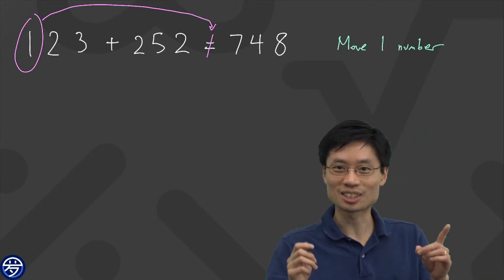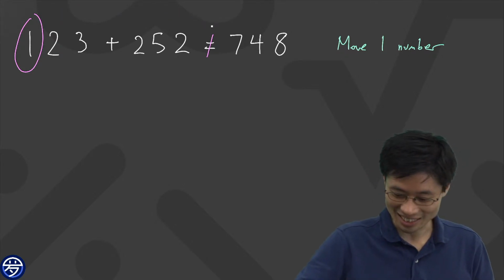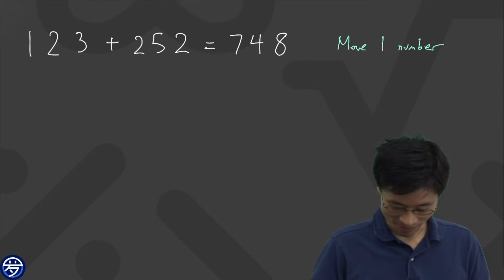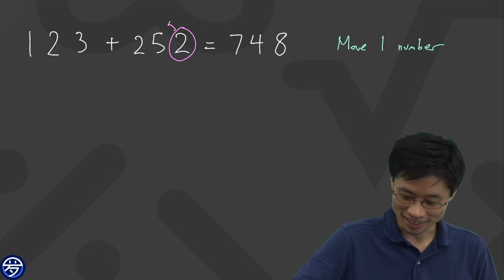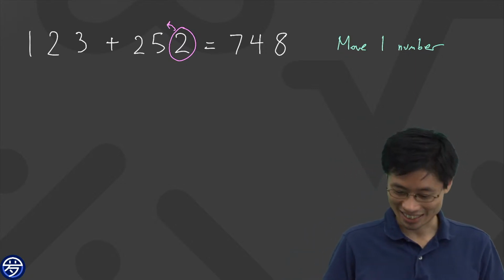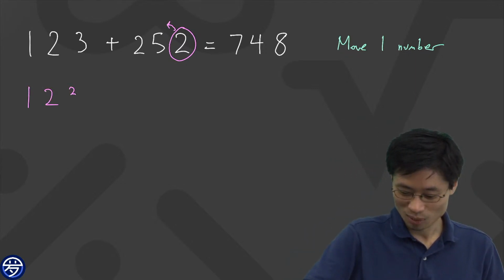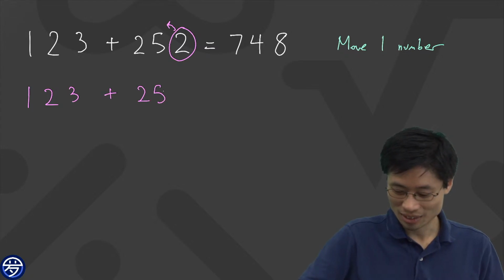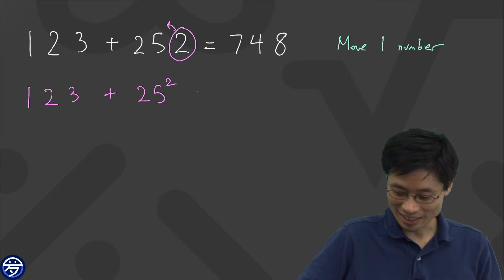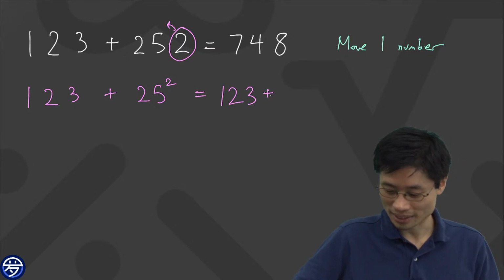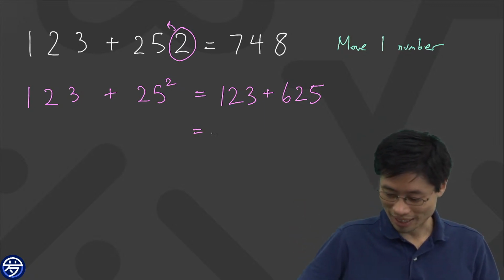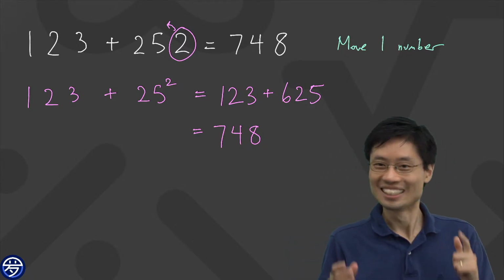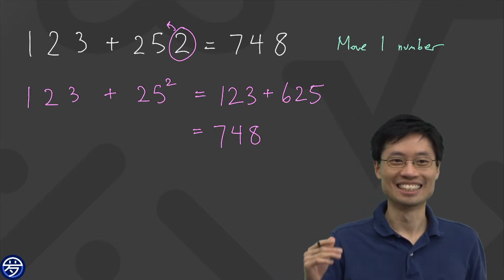Whoa! Daksh Gupta has a non-cheating solution. Wait a second, this is pretty clever. Daksh Gupta says, take the 2 and put it here. Really? Okay, let's try it. 123 plus 25 squared. What's that? Well, that's equal to 123 plus 625. 3 plus 5 is 8. 2 plus 2 is 4. Oh, Daksh Gupta, you're good. It works. Amazing.